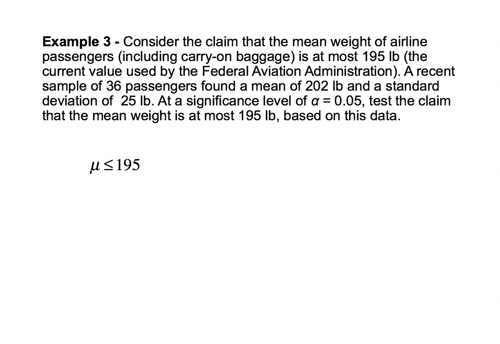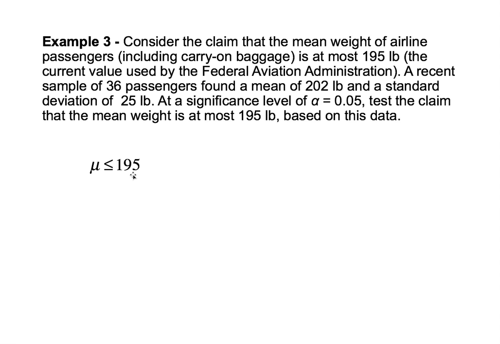It's on your handout. The claim is that the mean weight of airline passengers, including carry-on baggage, is at most 195 pounds. Well, that "at most" is very important because it tells us that we're going to end up with a less than or equal to, because at most means that the most that the weight could be is 195. Could be less, but it can't be more. So the claim is that the mean is less than or equal to 195.